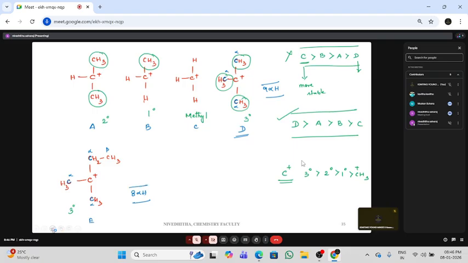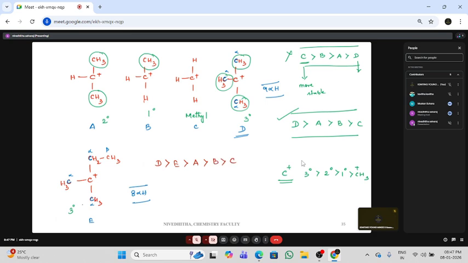Now, could you please tell me the proper order between A, B, C, D, and E? Which is most stable and which is least stable? Anyway, the most stable is going to be tertiary. Among D and E, which is most stable? The compound with more alpha hydrogens is most stable. D, ma'am. Very good. After D? E, ma'am. Very good. After E? A, ma'am. Then B, C. That's it.